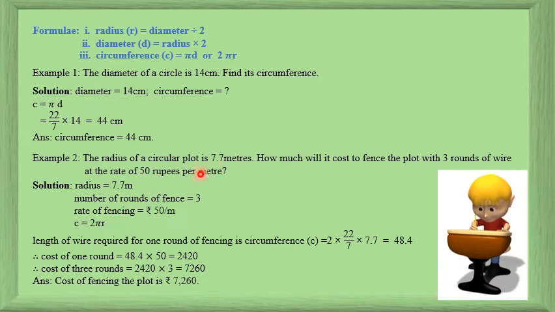Because the radius is given, you use the formula circumference is equal to 2 pi r. Now the length of the wire required for one round is obviously the circumference. So substitute pi by 22/7, radius by 7.7, and you get your circumference. Now one round, which means the circumference, if you multiply by 50, you will get the rate of one round. But then how many rounds are taken? 3 rounds. So multiply 1 round's value by 3 and you get your answer as 7,260 rupees. So that is the answer with respect to the question.